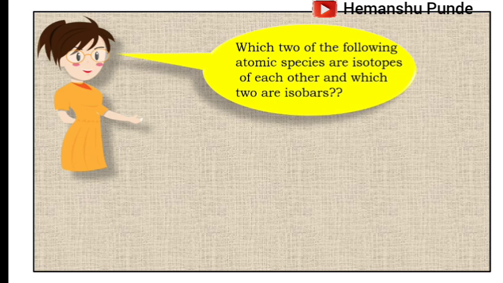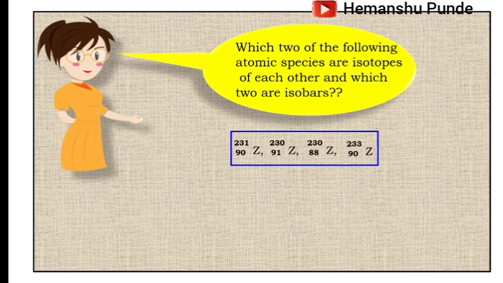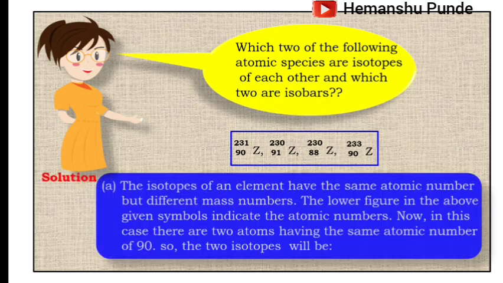Which two of the following atomic species are isotopes of each other and which two are isobars? So the question is 231Z90, 230Z91, 230Z88 and 230Z90. As we all know, the upper side is its atomic mass, and the lower side is its atomic number. So the two elements which have the same atomic number but different atomic mass, the first one and the fourth one, are the isotopes of each other, and the remaining are the isobars. So how we will solve?